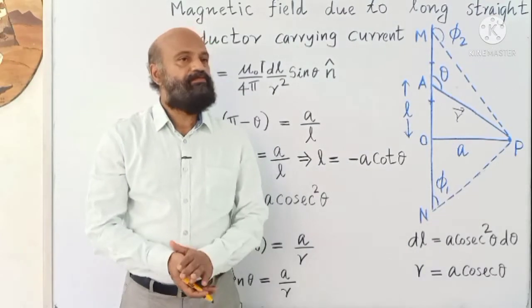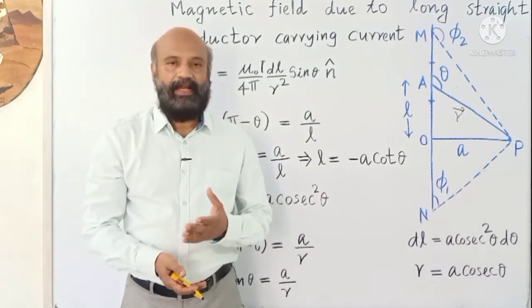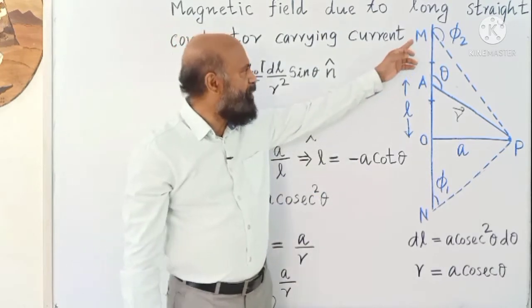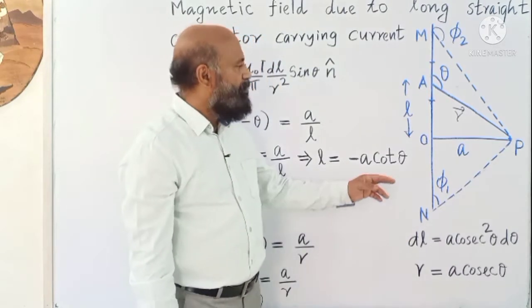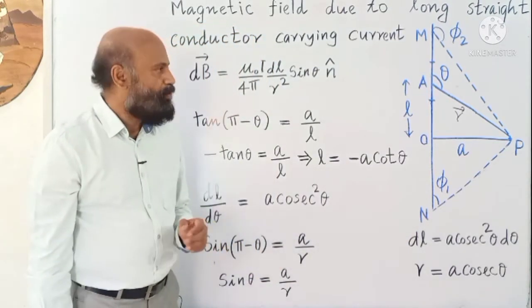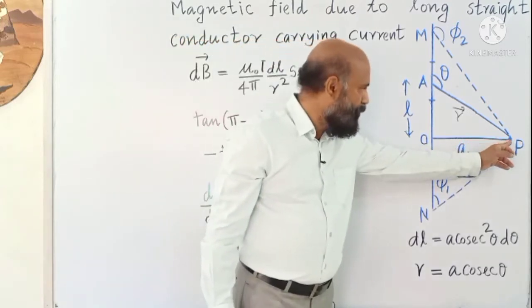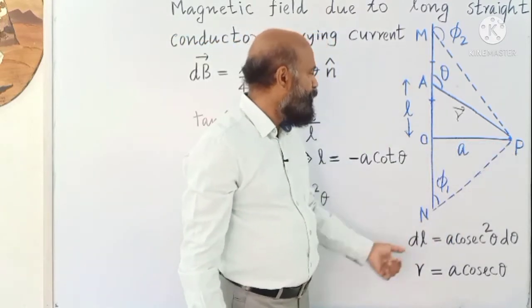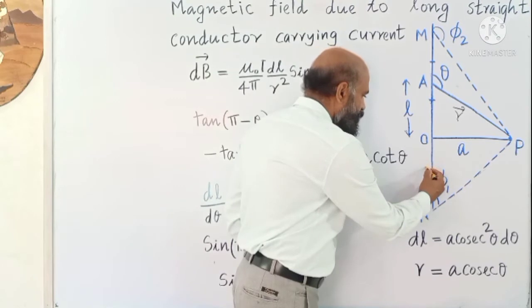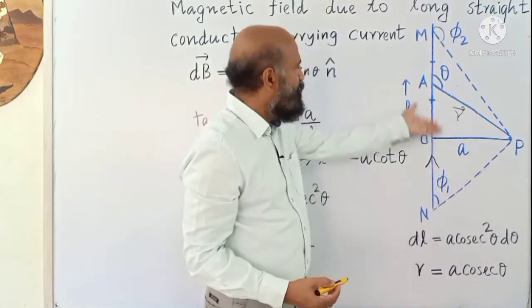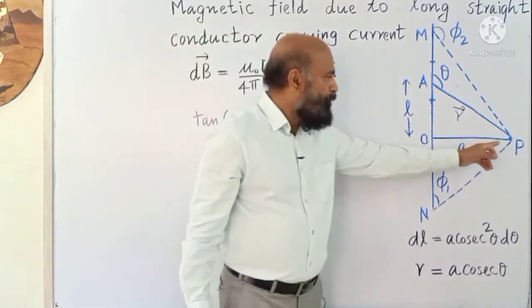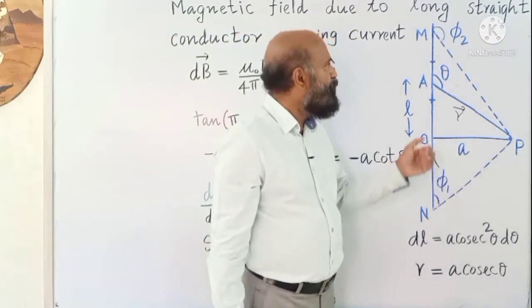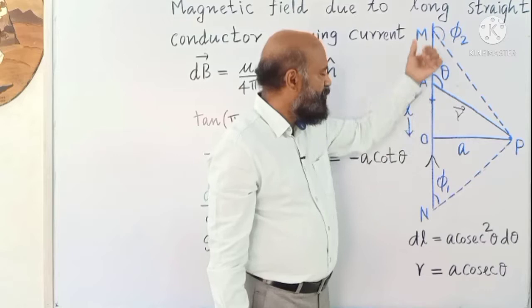We are going to see the magnetic field due to a straight conductor carrying current. We can apply the Biot-Savart law to find the magnetic field here because of the current passing through this conductor. Here there is a current passing in this direction. Our aim is to find the magnetic field here due to this straight conductor.